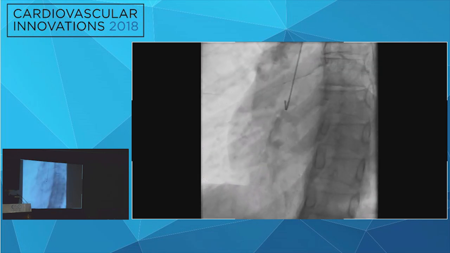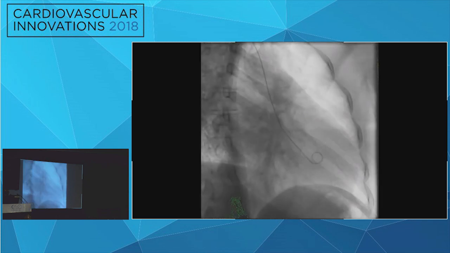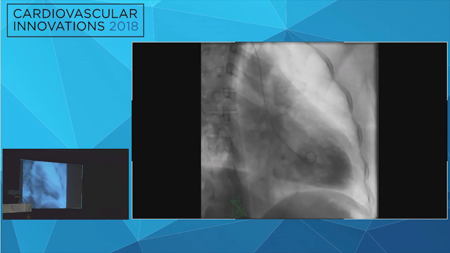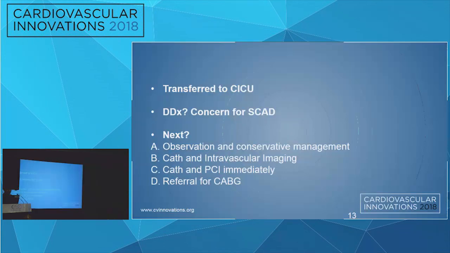This is the RCA, and the LV gram here shows an LAD distribution wall motion abnormality. With this history, I think it's not unreasonable to have SCAD in the differential diagnosis. The operator at that time felt she is hemodynamically stable, you have TIMI 2 flow in the LAD, ostial LAD. If it is a SCAD and you try to intervene, you might make things worse all of a sudden. So the plan was to send her to our center, the cardiac ICU, and discuss the options. I'm concerned about SCAD; I'm not sure if anyone is concerned about anything else at this point.